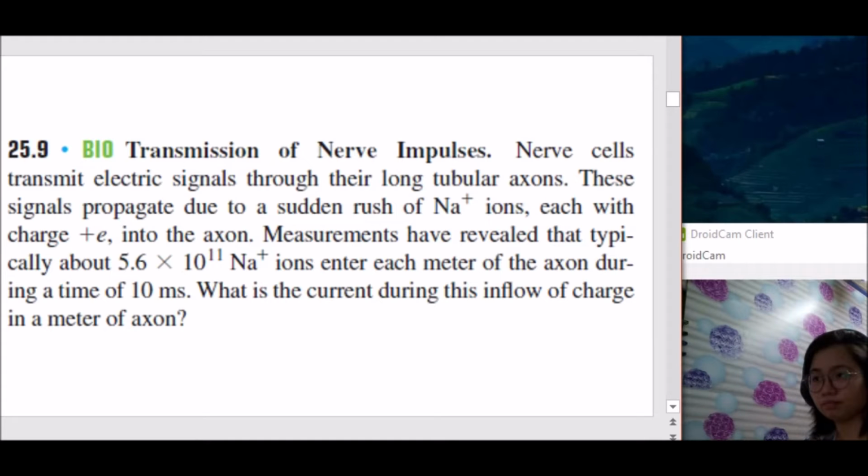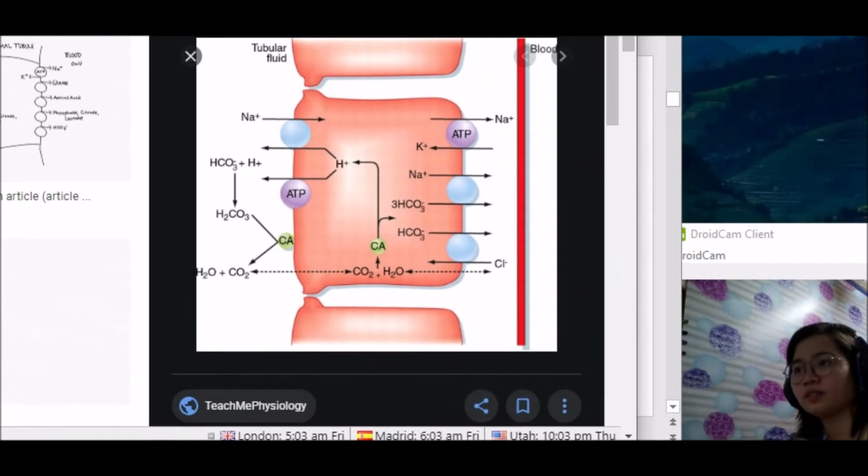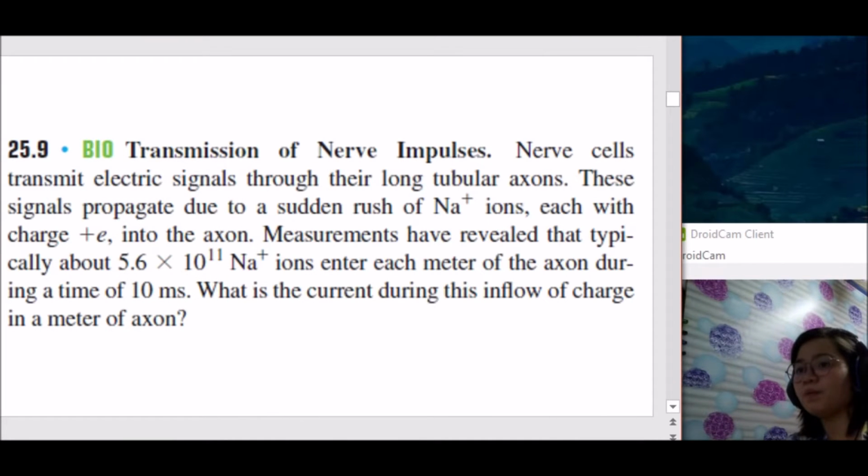Let me just show you a quick picture, for you to imagine. Here we've got the porters. We call these porters, and if they have opposite direction, we call them antiporters. And these are sodium ions entering. According to our problem, we have 5.6 times 10 to the 11 sodium ions into each meter for 10 milliseconds, pretty fast. Now, what we need to do is find the current during this inflow.